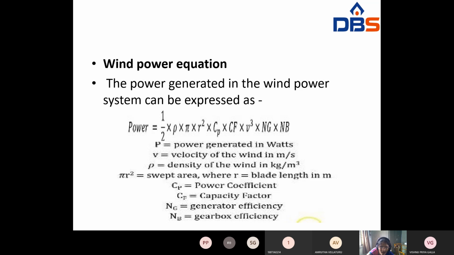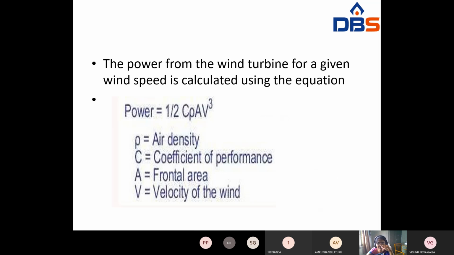Pi R squared, the shaft area. R is nothing but the blade length. Cp, power coefficient. Cf, capacity factor. Ng, generator efficiency. Nb, gearbox efficiency. So the power from the wind turbine for a given wind speed is calculated by using the formula.